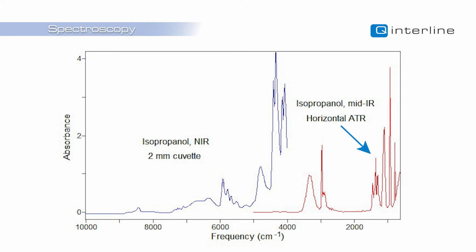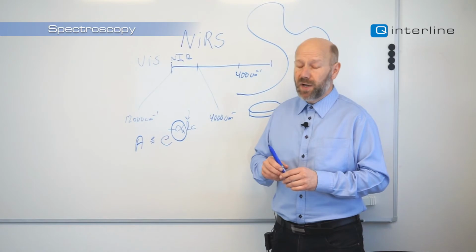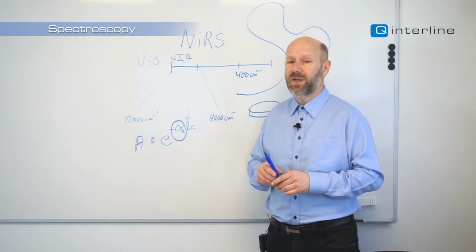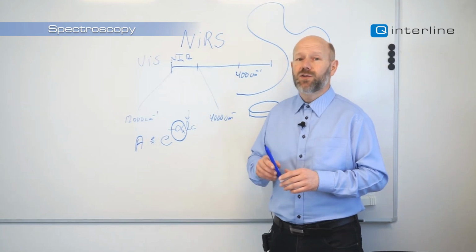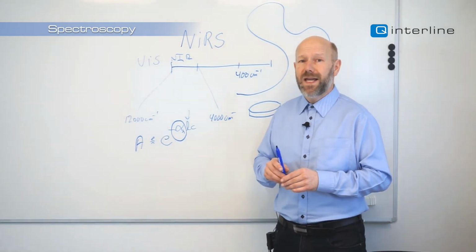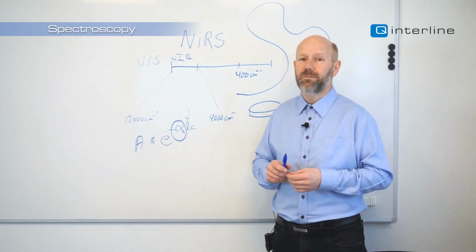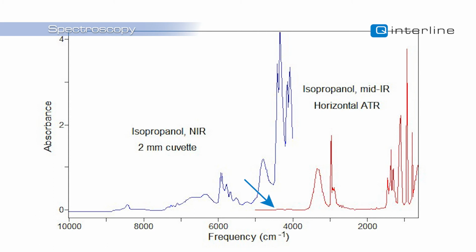We see OH, we see CH. And then right after 4,000, we see very, very small bumps. These small bumps will turn out to be the beginning of the NIR. But in order to study the NIR, we will have to increase the path a lot because these peaks are so small. So now we put the isopropanol in an NIR cuvette and increase the path by a factor of 250. That means suddenly we have millimeters of path, quite easy.